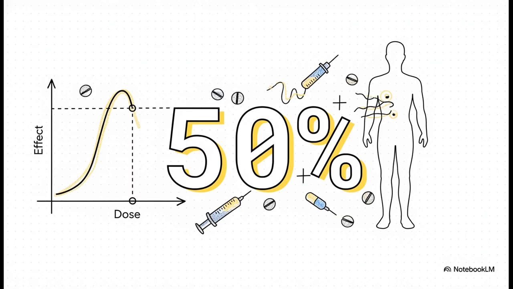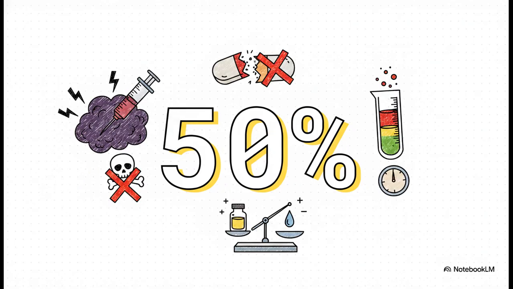But turn that dial a little too high and we hit the TD50 or LD50, which measure toxicity and lethality. This is exactly why precise dosing is absolutely critical. Researchers have to find that TD50, where a drug becomes toxic, and the frankly terrifying LD50, where it becomes lethal.